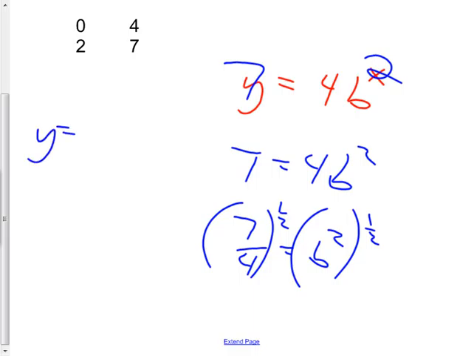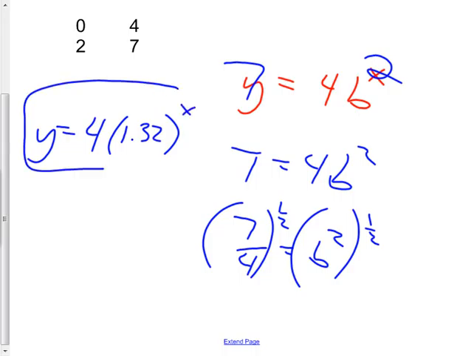Now you got the final answer, y equals 4, and what did b come out to be? 1 point what? 32? Okay. And then this is to the x, and there is my model. Raise your hand if you had that one right. Okay, good. That's something you got to know how to do.